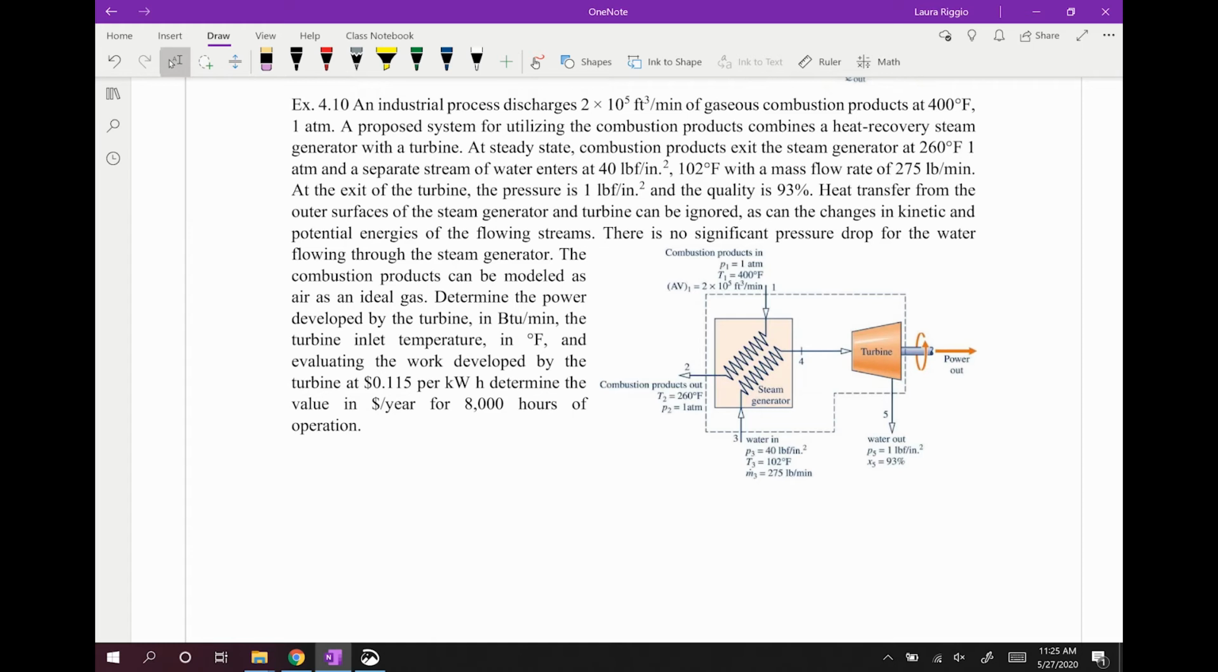Heat transfer from the outer surfaces of the steam generator and the turbine can be ignored, as can changes in kinetic and potential energies. There's no significant pressure drop for the water flowing through the steam generator. The combustion products can be modeled as an ideal gas. We want to determine the power developed by the turbine, the inlet temperature of the turbine, and the work developed by the turbine if we know the cost of electricity and how long this turbine runs for.